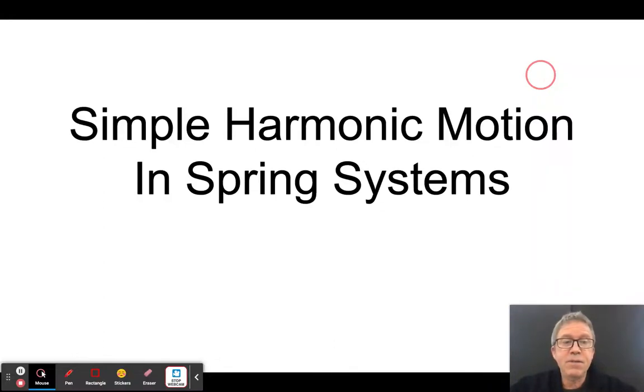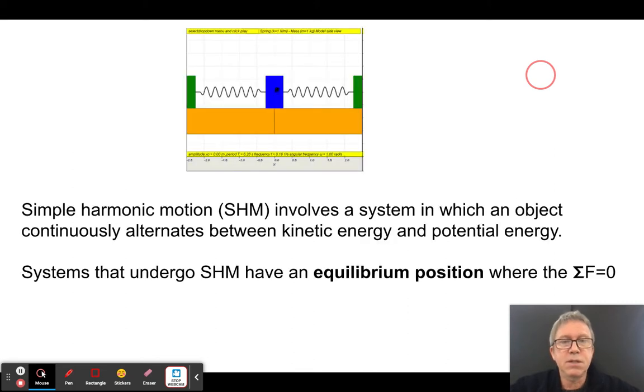Welcome to Unit 5, Simple Harmonic Motion. Let's get started. We're going to start off looking at spring systems, and then we're going to look at pendulums. Those are the two systems we're going to be looking at. So let's start with simple harmonic motion in spring systems.